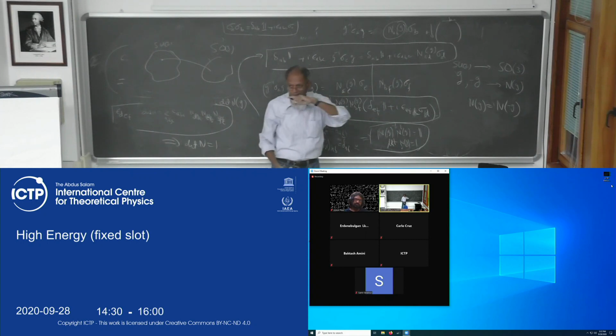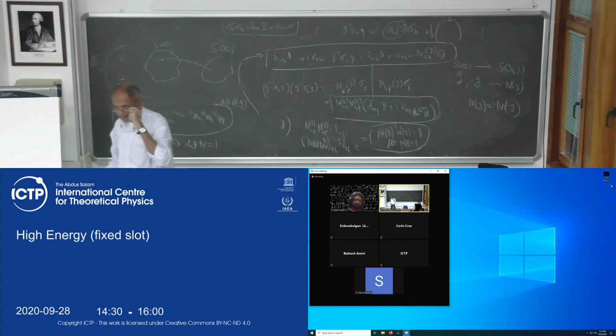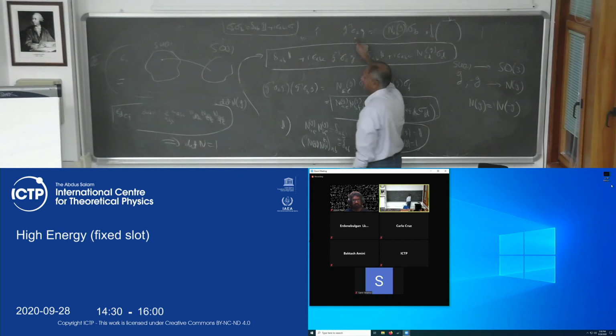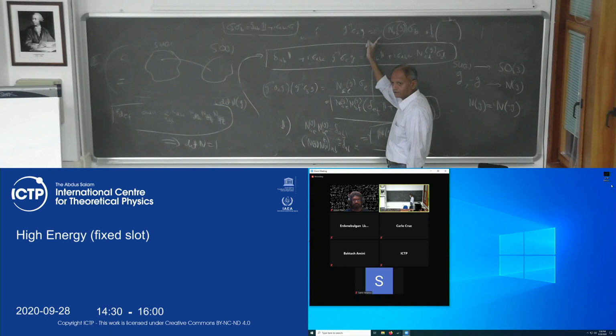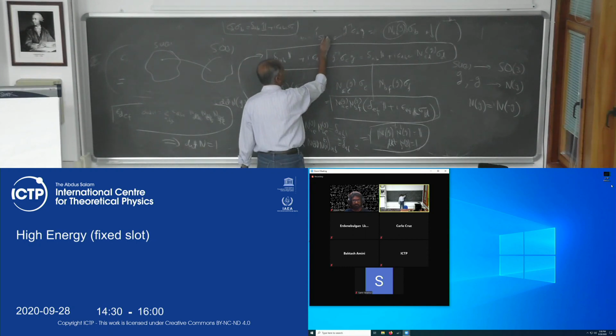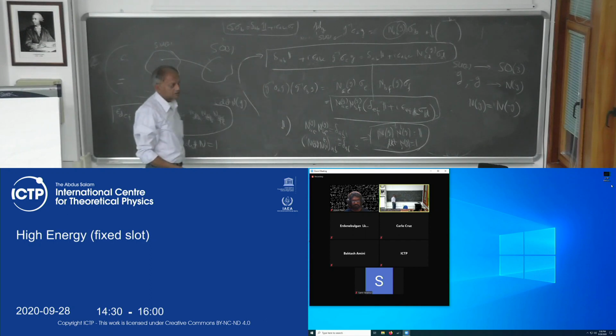G is an element of SU2. Sorry, G is an element of SU2, yeah. That we use already. Remember, in order to say that this is going to be a linear combination of Pauli matrices, I've used already that. So this was what we were calling the Ad action, Ad G action.